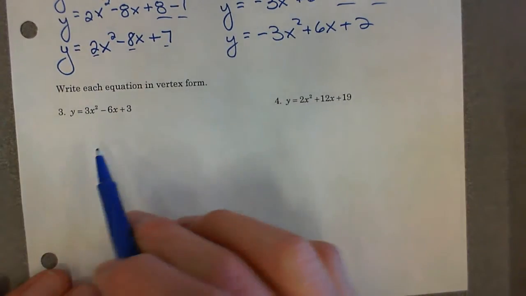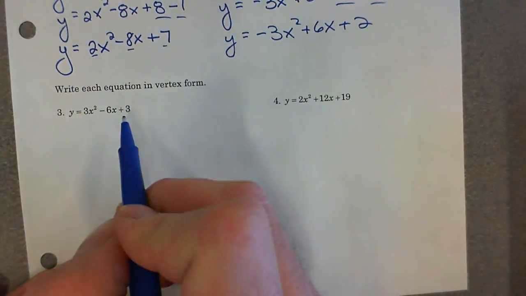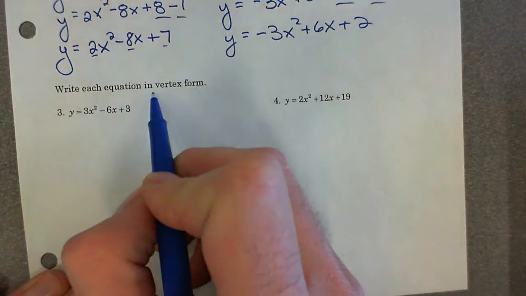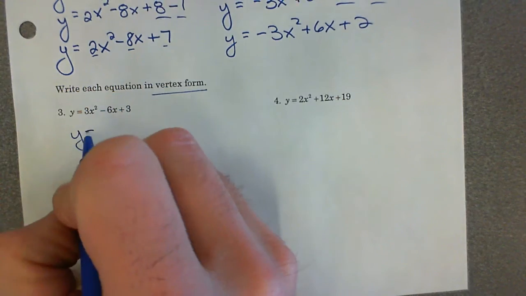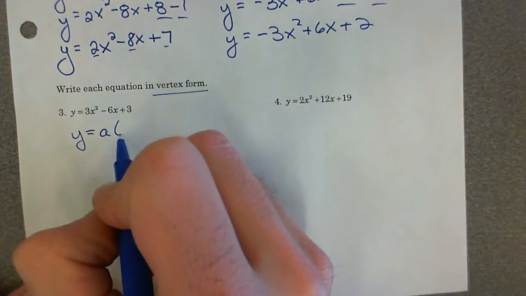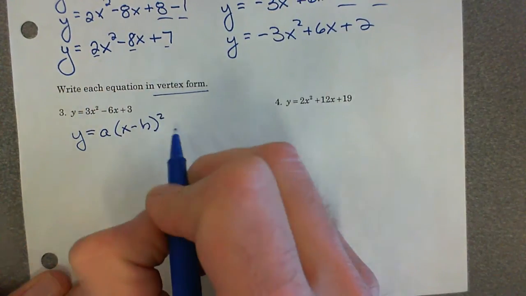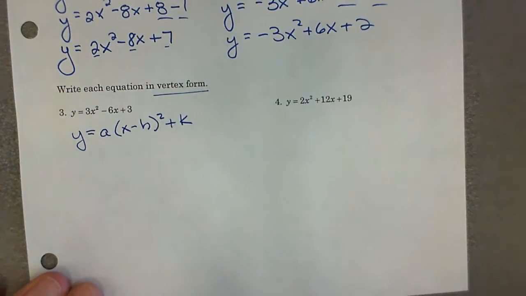Okay, in these last two examples here, we want to go from standard form to vertex form. So we want to write this in the form y equals a times x minus h squared plus k.